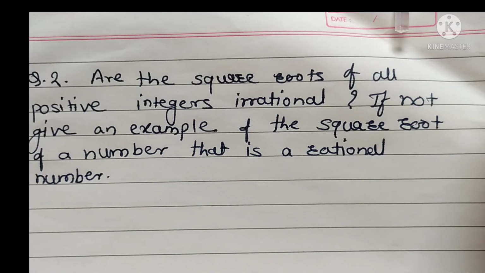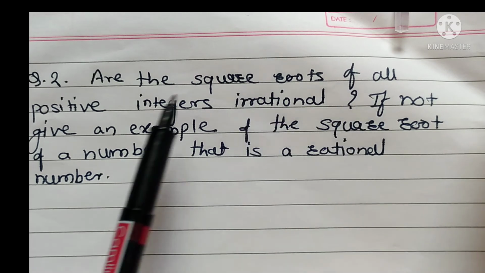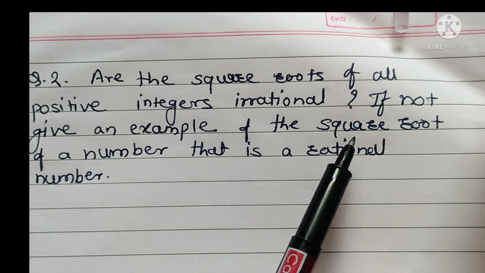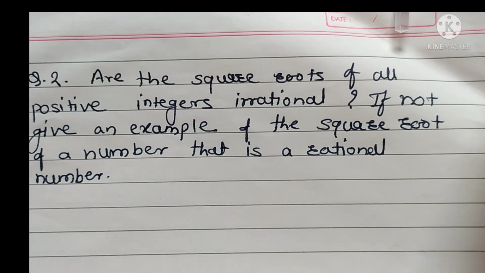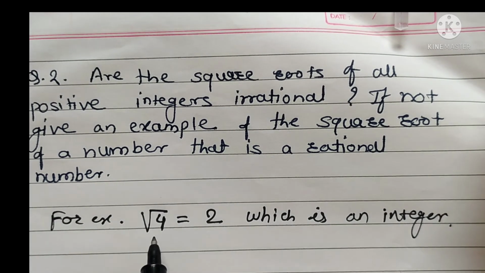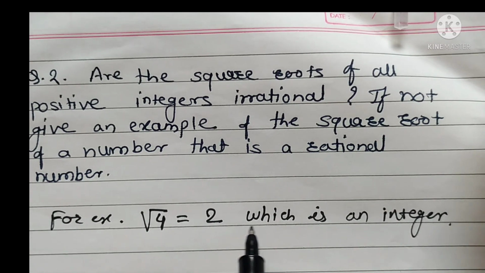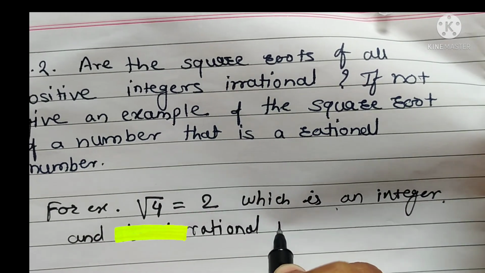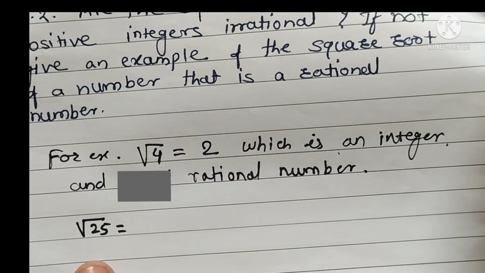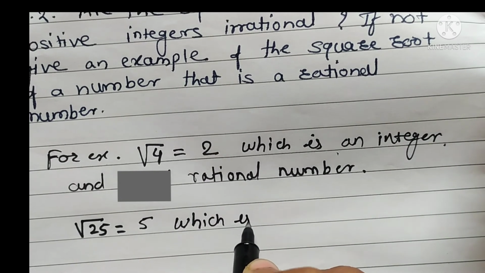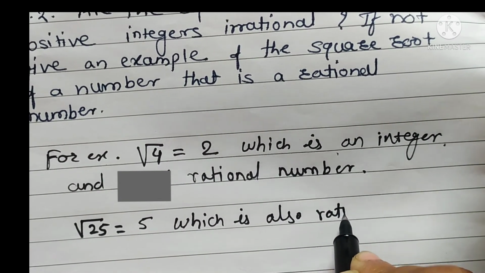Now question number 2 is: are the square roots of all positive integers irrational? If not, give an example of the square root of a number that is a rational number. First we will see the examples. Suppose root 4. When we find the square root of 4, it becomes 2, which is an integer and a rational number. The root of 25 is 5, which is also a rational number.